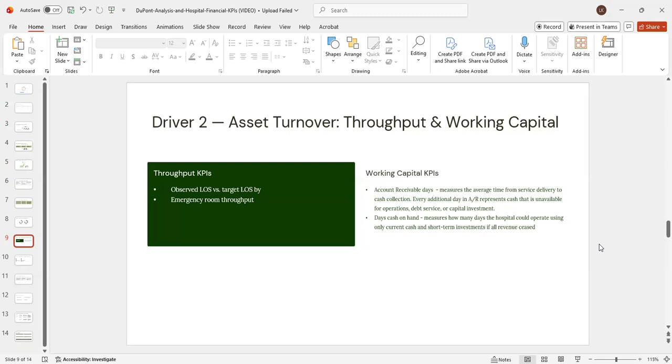First is accounts receivable, which measures the time from service delivery to the time of actual cash collection. So the greater the number of days between the two, the higher or larger the accounts receivable, the more days it takes to recover the cost of your service, right?